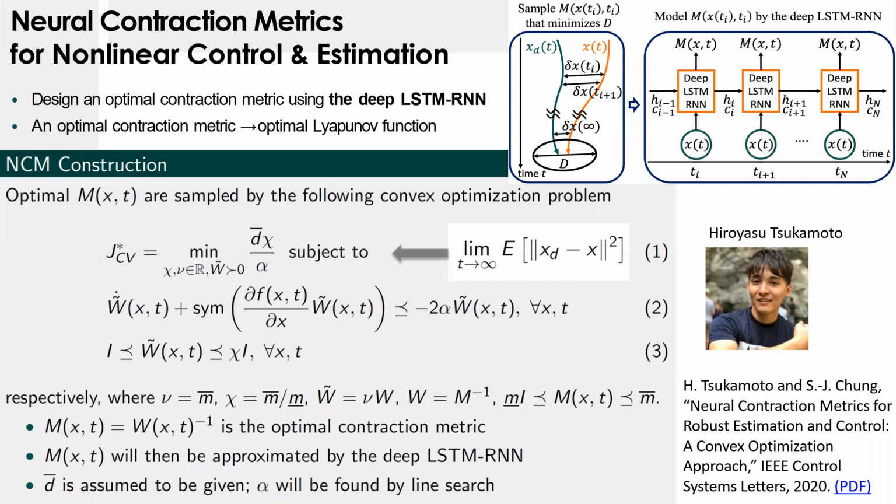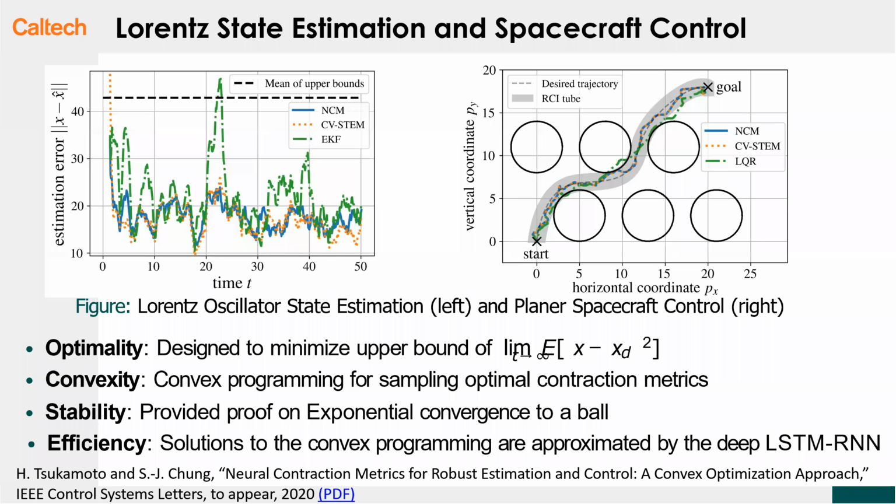So it's called the Neural Contraction Metric, where you actually use the LSTM, like a recurrent neural network, to train the M of X, and then we use that neural network function M of X to design the nonlinear controller. And then you can easily show that it outperforms some of the other methods in terms of estimation.